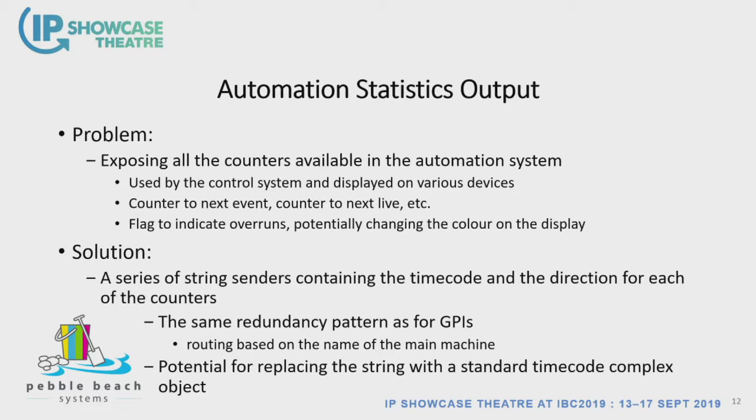The solution to this is a series of string senders for all the automation statistics that might be needed, that send the time code and just a plus-minus sign to know the direction. So if they go into overrun, they would be able to indicate that by showing the time code, for example, in red. And in terms of redundancy, again, the same pattern as for GPIs, as the routing is done based on the machine running the channel.